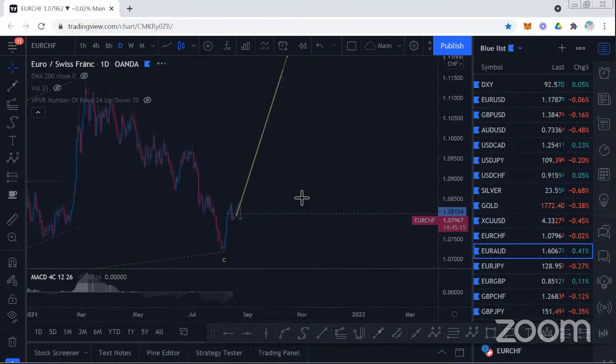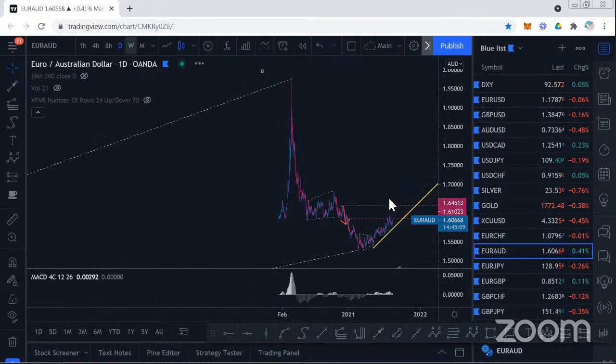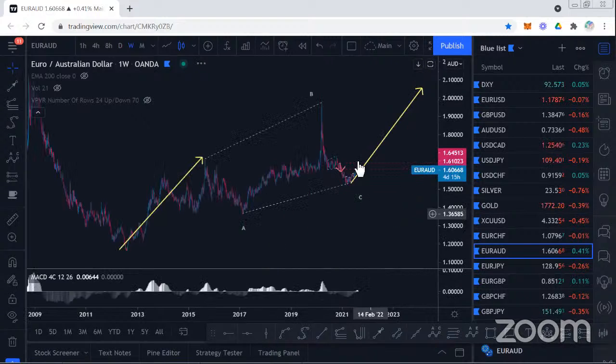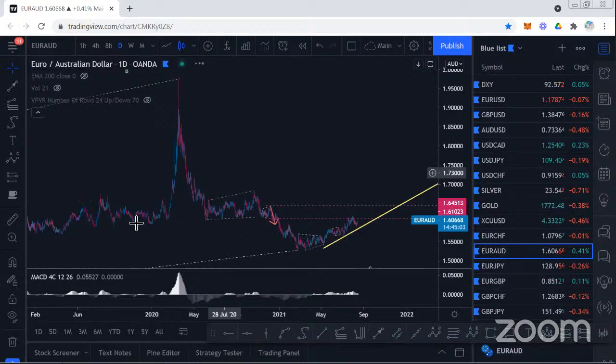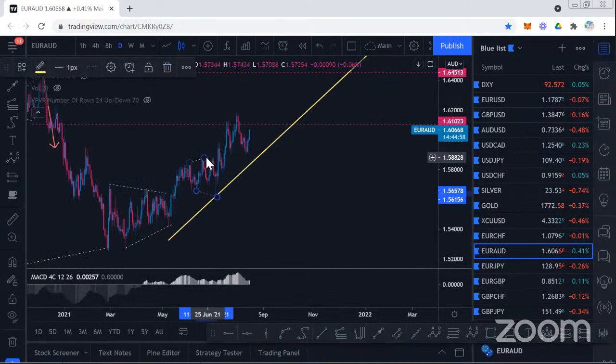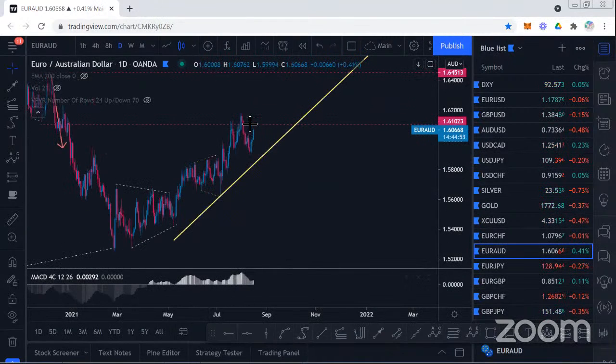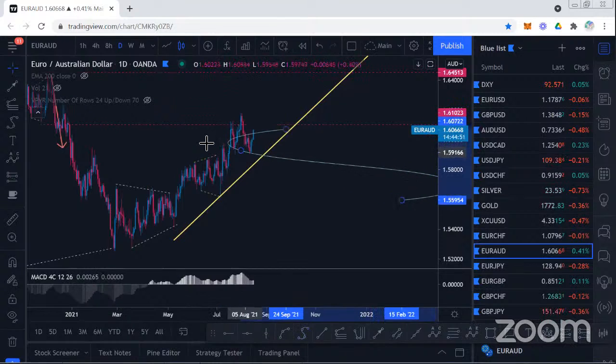Euro Oz. If you guys remember this one, we were looking for this to rally to the upside. It's kind of taken a slow start. If you manage to get into any of these trades, you should be well off now. But it's been really challenging to find a decent entry here. So just keeping an eye on this still, waiting for a corrective structure.